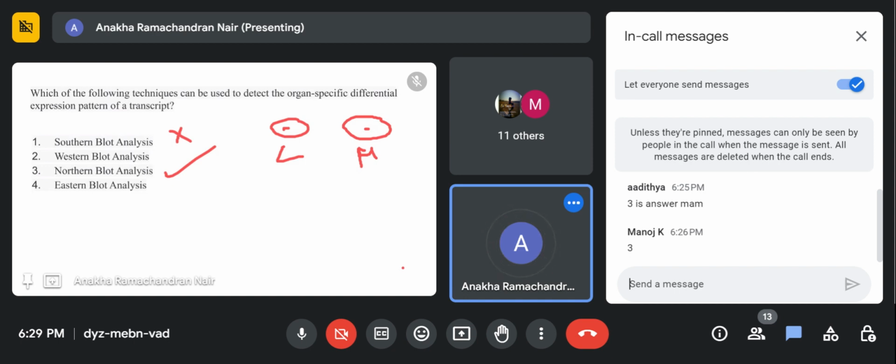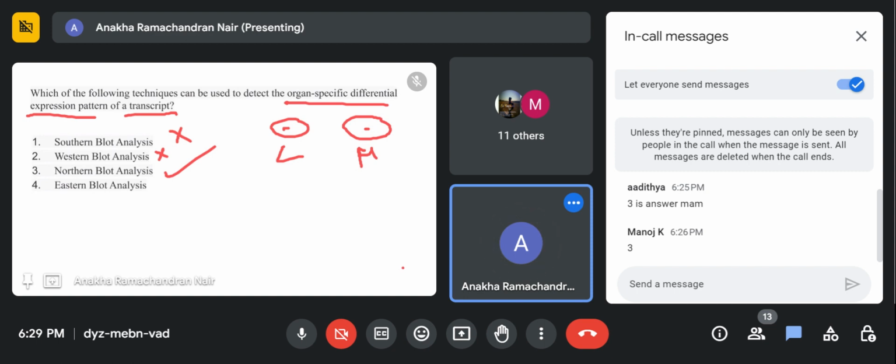Okay, so since they've asked you for the transcript, that is not the correct answer, even though Western blot can help you figure out organ specific differential expression pattern. If you do that for the protein, you can figure out what organ is producing which protein at what time, right? So that could have been the correct answer if they had not mentioned the transcript part.